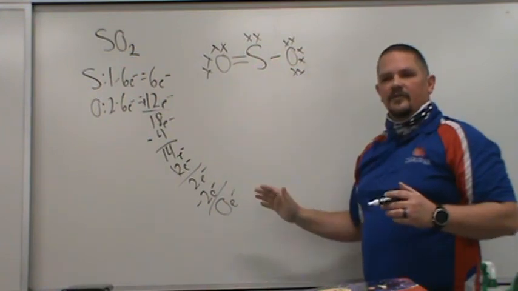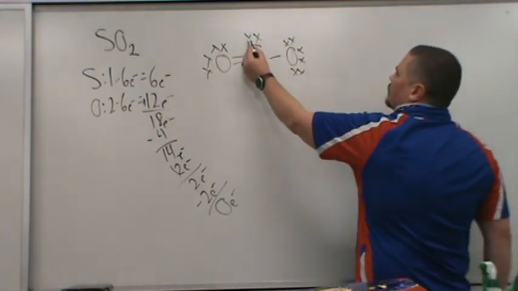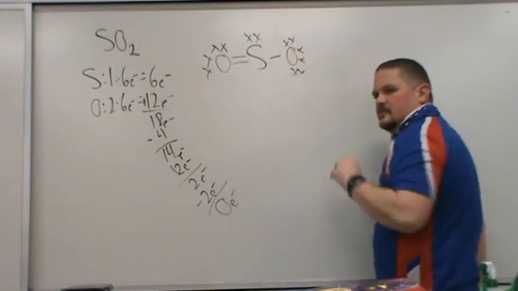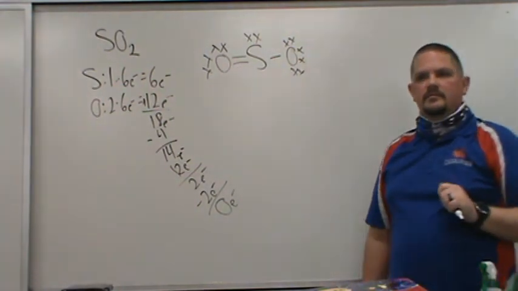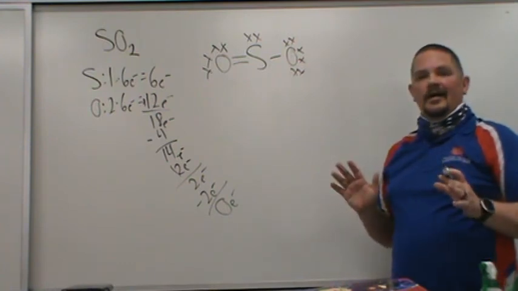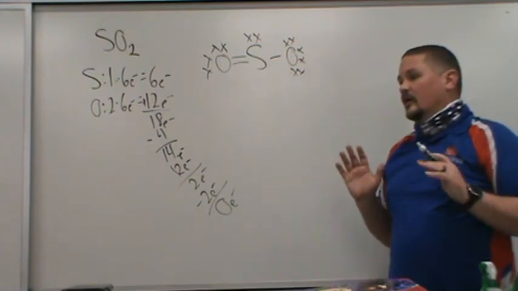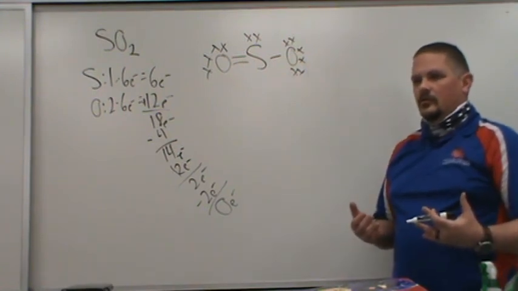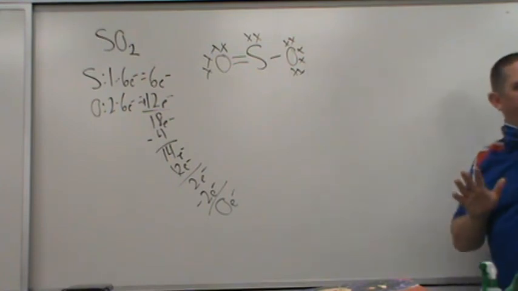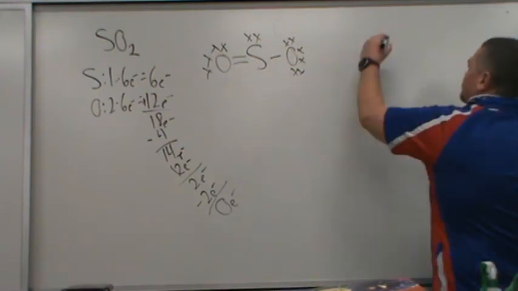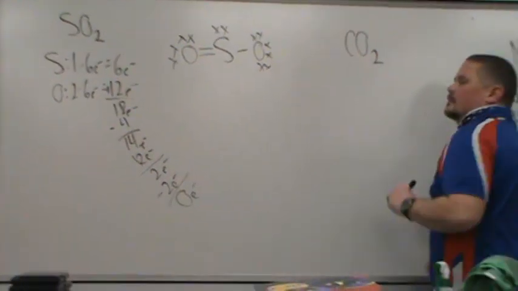Now let's look at sulfur. 1, 2, 3, 4, 5, 6, 7, 8. Okay, so we only start making double or triple bonds when we have run out of electrons and that central atom still needs to reach the octet. Okay? Any questions? No questions? Okay. Try this one.